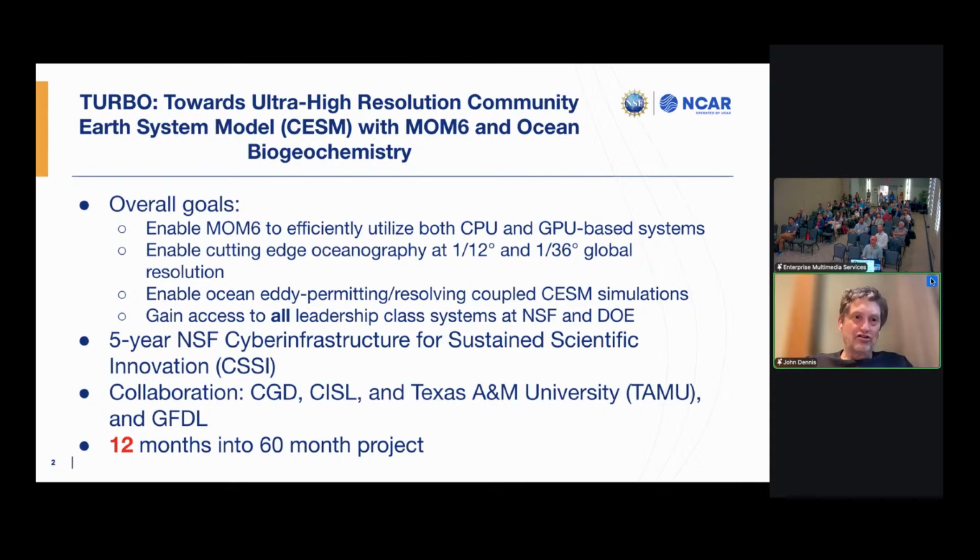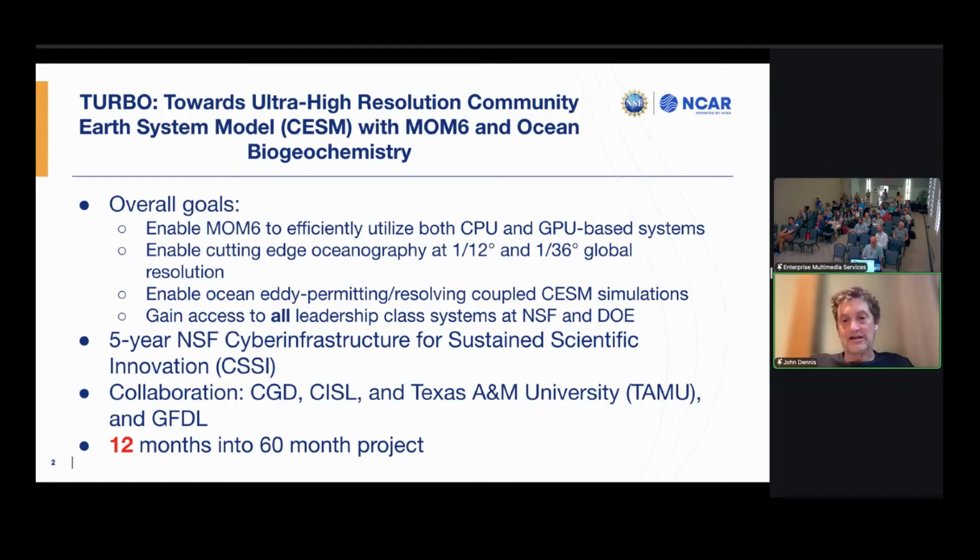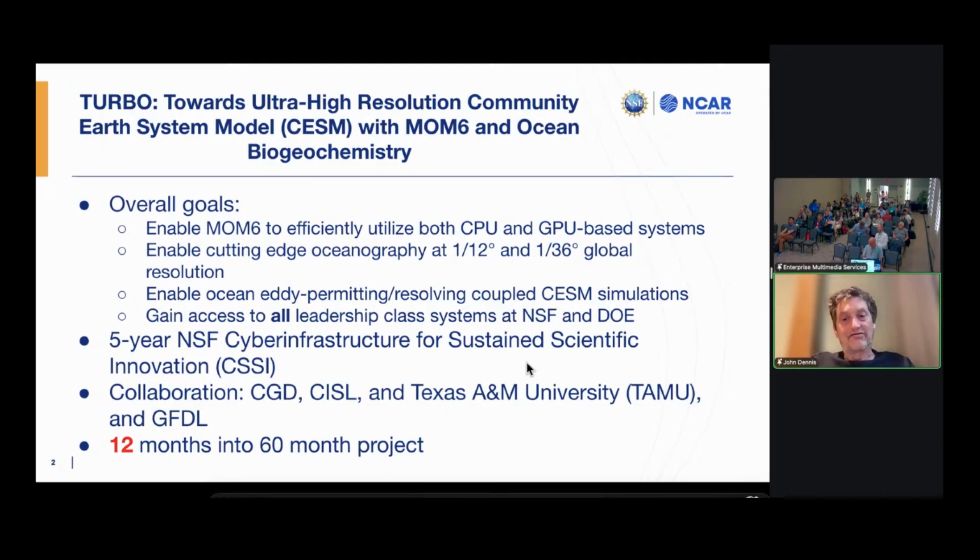So, sharing what the Turbo project is, there's the acronym. It's to enable MOM6 to efficiently utilize both CPU and GPU-based systems, enable cutting-edge oceanography, and gain access to all leadership class systems at the NSF and DOE. This is a 5-year NSF Cyberinfrastructure for Sustained Scientific Innovation grant, a collaboration between CGD, CISL, Texas A&M, and GFDL. We've almost completed the first year of the project, in a couple of weeks.